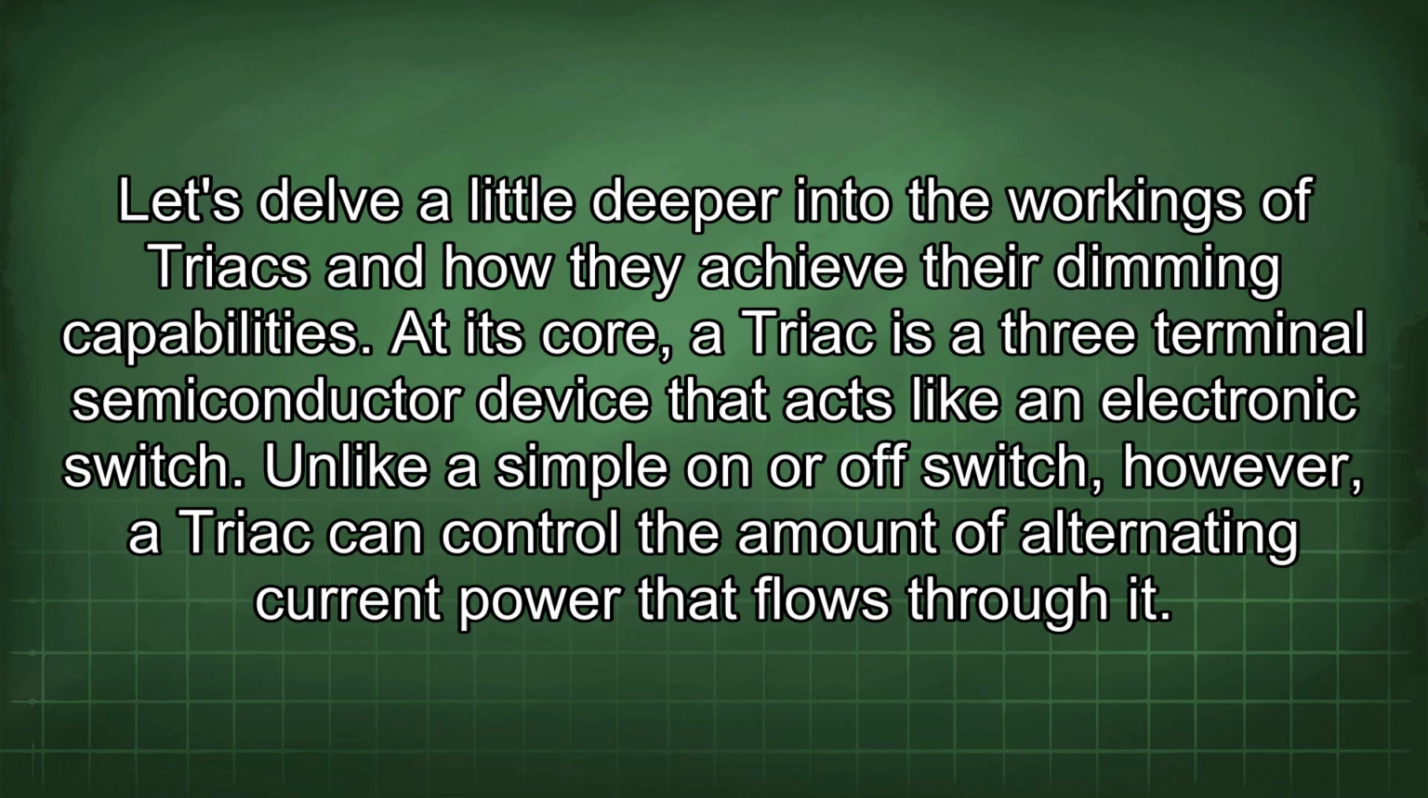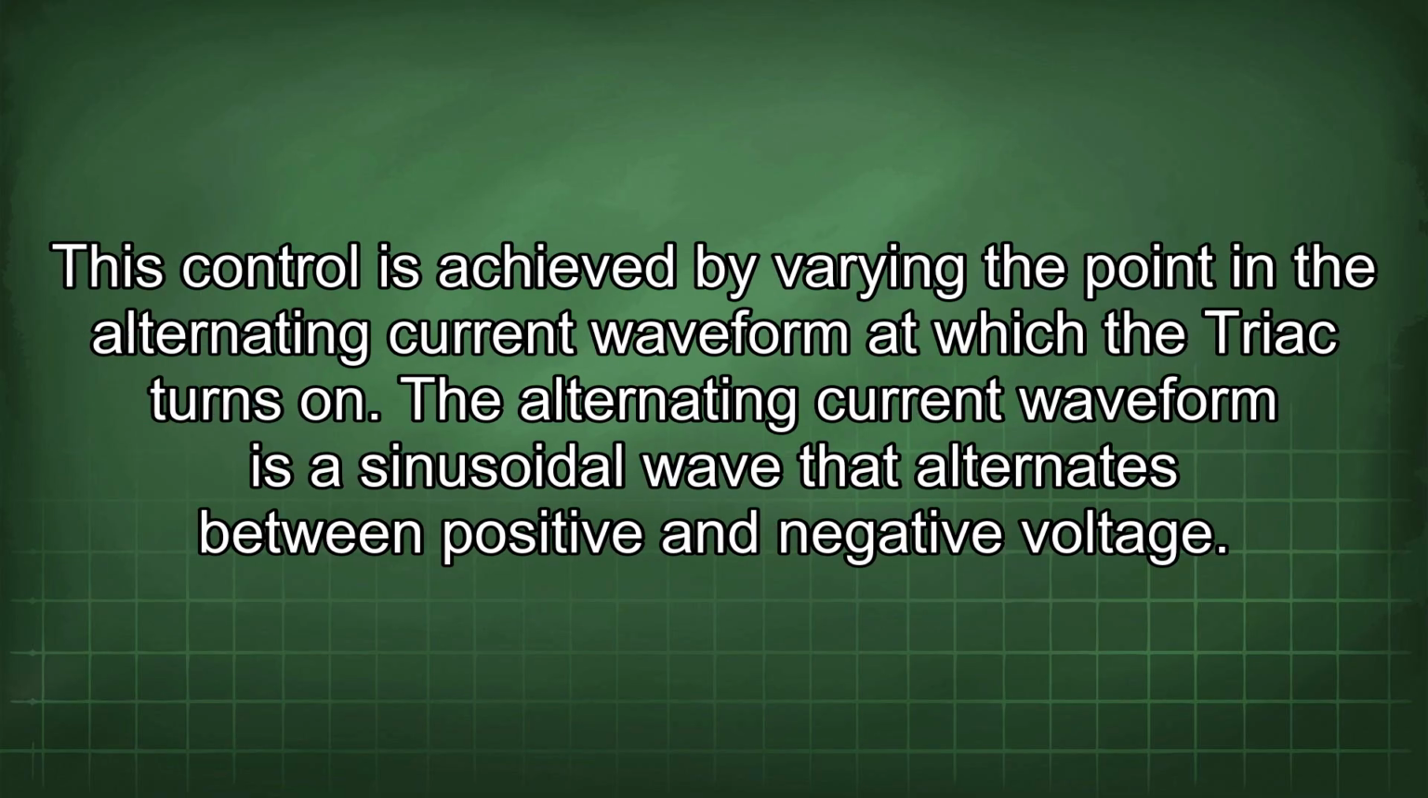Let's delve a little deeper into the workings of triacs and how they achieve their dimming capabilities. At its core, a triac is a three-terminal semiconductor device that acts like an electronic switch. Unlike a simple on or off switch, however, a triac can control the amount of alternating current power that flows through it. This control is achieved by varying the point in the alternating current waveform at which the triac turns on. The alternating current waveform is a sinusoidal wave that alternates between positive and negative voltage.